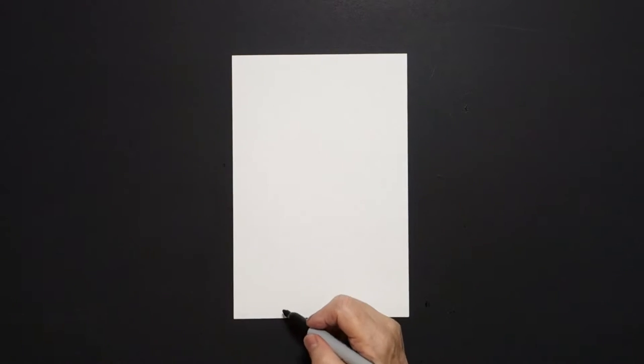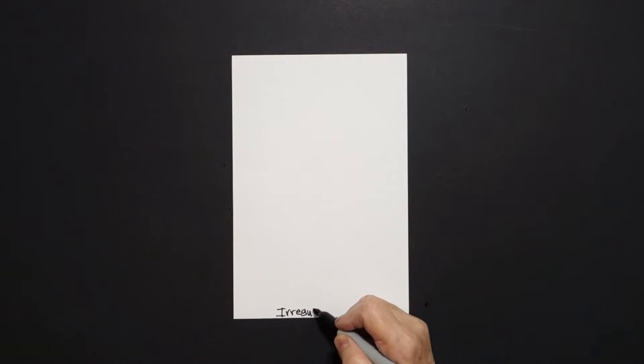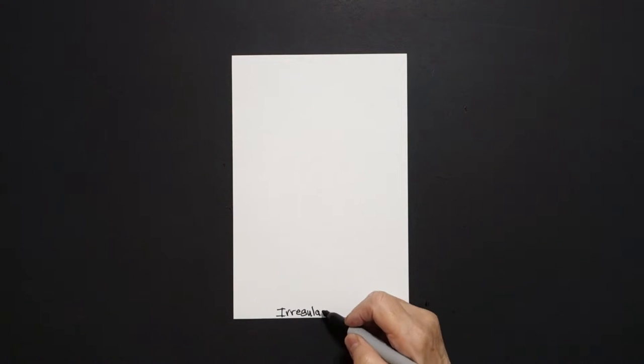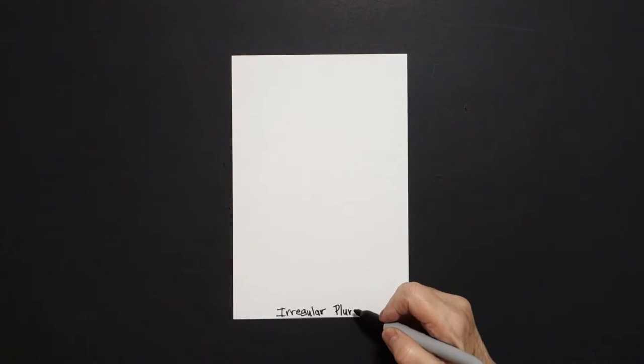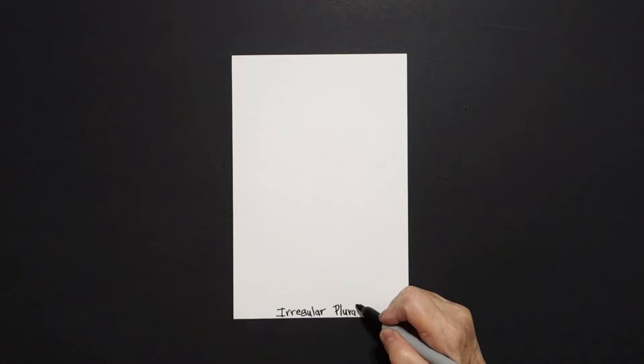Okay, let's draw. Today's project is irregular plurals. I'm going to write irregular down here. And basically what it means is those words that, when you talk about more than one of them, change into a totally different word. What am I talking about?